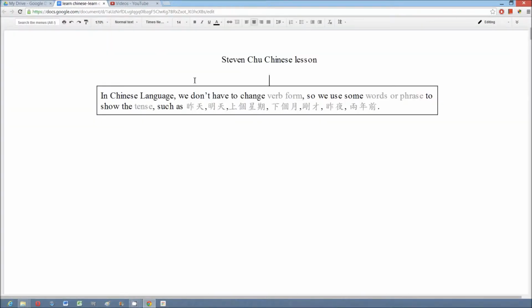There is one thing you should bear in mind. In the Chinese language, we don't have to change the form of verb. So we use words or phrases to show the tense. For example, yesterday, tomorrow, last week, next month, just now, last night, and 2 years ago. I think this is an important difference between English and Chinese.